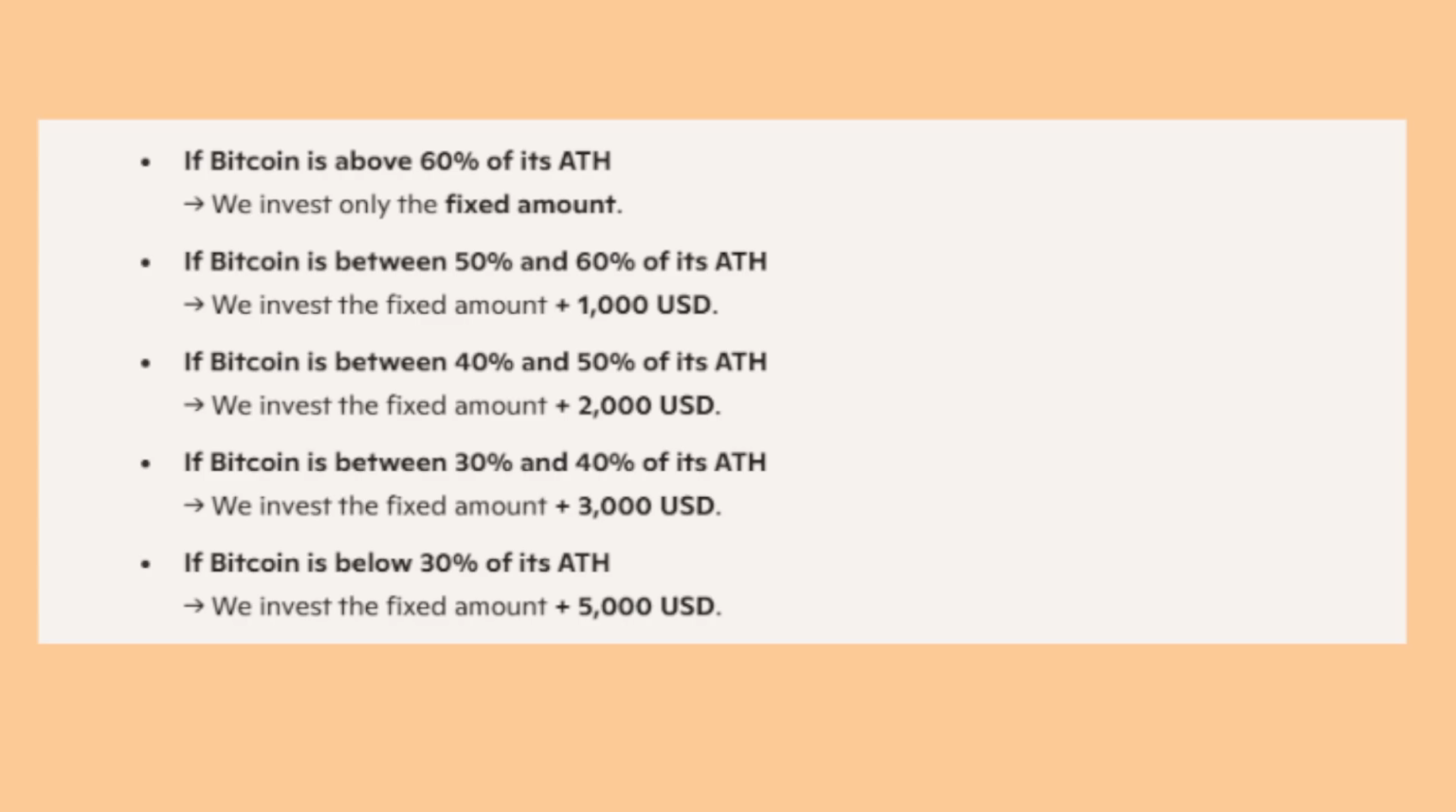As you can see, if Bitcoin is above 60% of its all-time high, we will be investing only a fixed amount. But if Bitcoin is between 50 and 60% of its all-time high, we will be investing the fixed amount plus $1,000, for instance. And so on. Depending on where the price is from its all-time high, we will invest a fixed amount or plus an additional amount. You can fix it as you want. This creates a system where you invest more aggressively when Bitcoin is deeply discounted and more conservatively when it's closer to its peak.